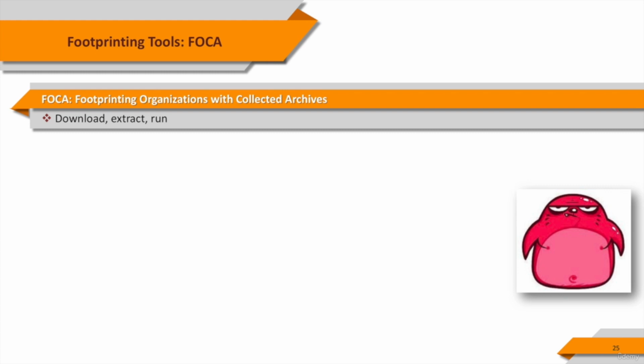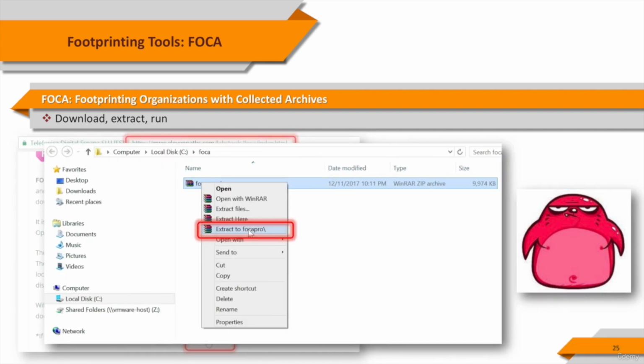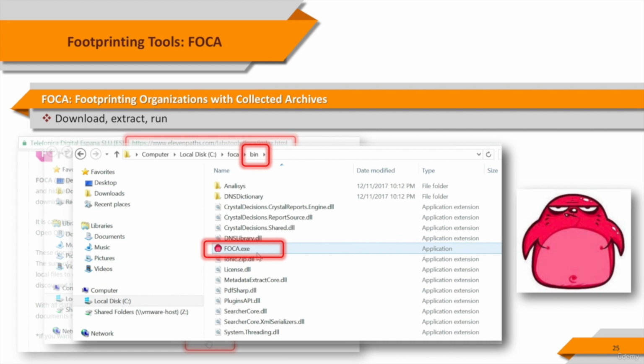Here's how you can download and install FOCA. You can download FOCA from the 11 Paths website that is seen on this slide. FOCA is open source. You can download all the sources as well as the executable binary from github.com/11paths/FOCA. However, this version requires SQL Server Express installed on the host machine. So I prefer to download and use the previous version of FOCA, which requires .NET Framework version 3.5 only. It's a portable version, so you don't need to install it. Download the zip file, extract it, go to the bin folder, and run the foca.exe file.